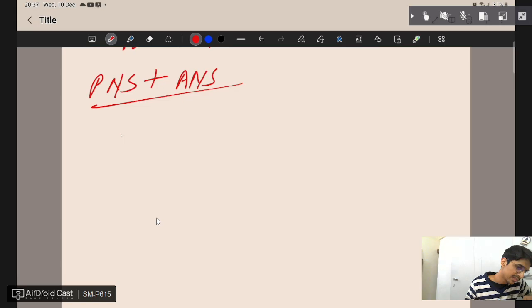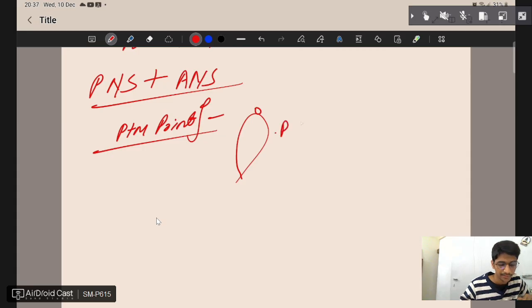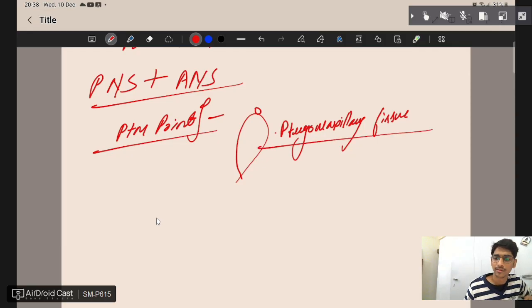Last, we have nothing left other than the PTM point. This is important for Ricketts analysis only. It is present on the posterior superior border of the pterygomaxillary fissure. It is not present in the graph, that's why I didn't show you, but when we do Ricketts analysis, we will do it again.